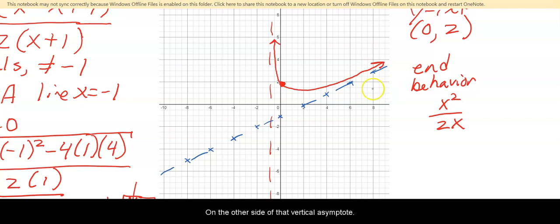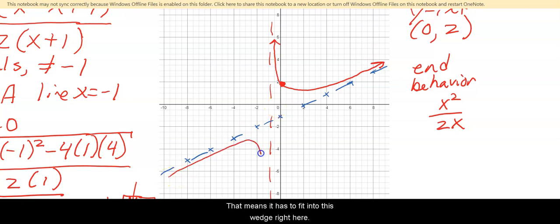On the other side of that vertical asymptote, I cannot draw it in this region because it never crosses the x-axis. That means it has to fit into this wedge right here. These are the two pieces of that graph.